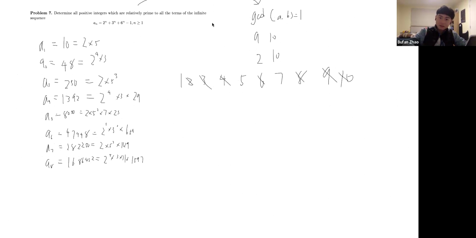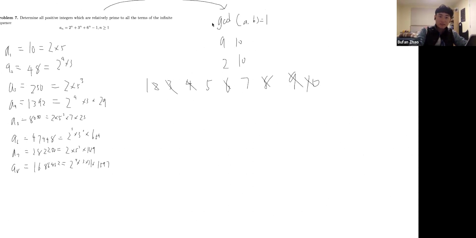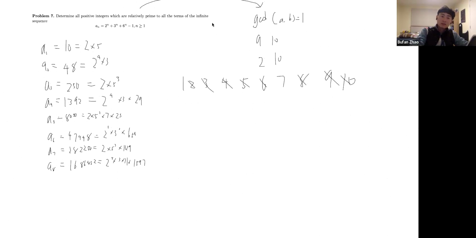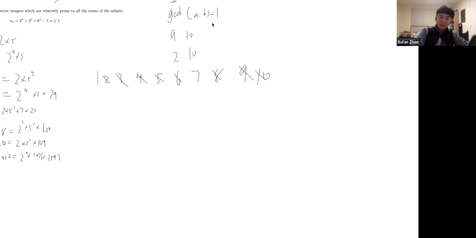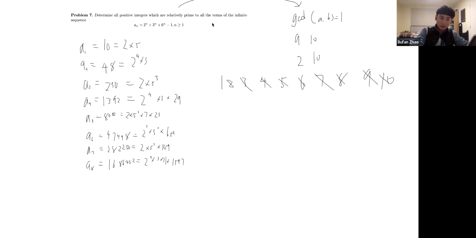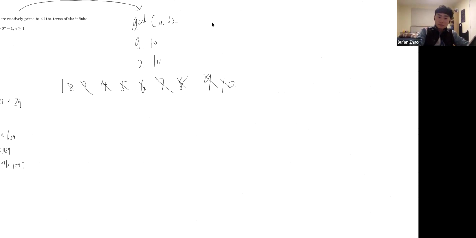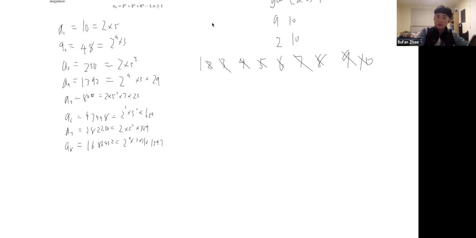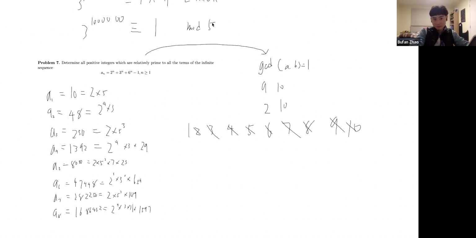5? Yeah. 5 because A3 is divisible by 5. Then 7 because A5 is divisible by 7. And also all multiples of 5 and all multiples of 7. So yeah, can someone guess what the answer to problem 7 might be?